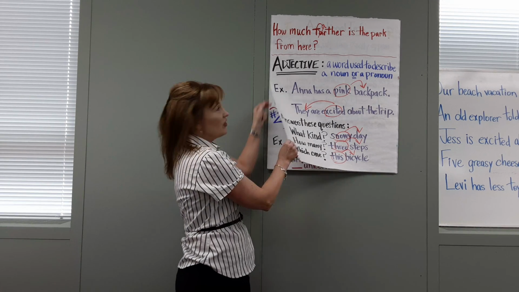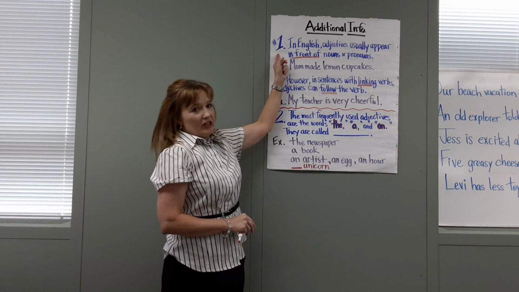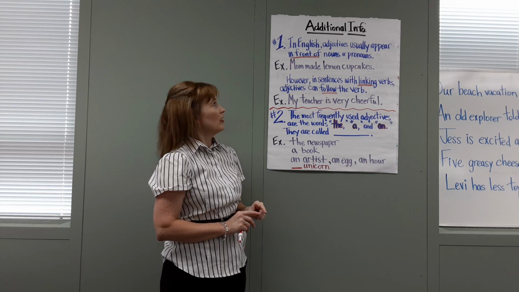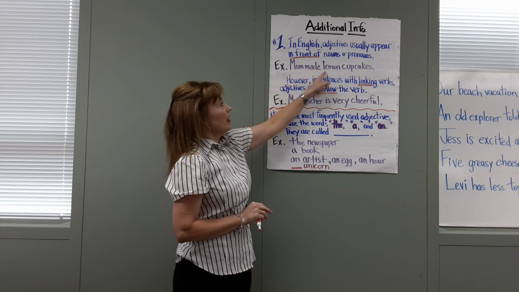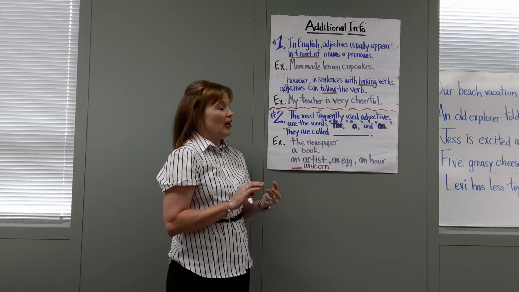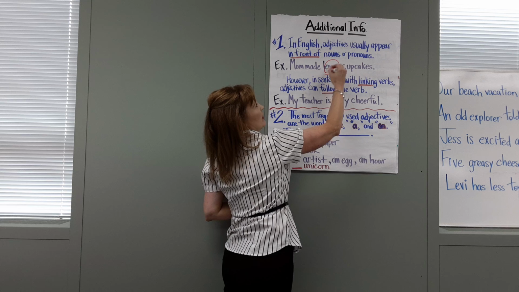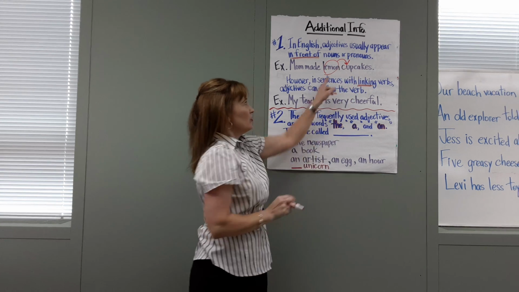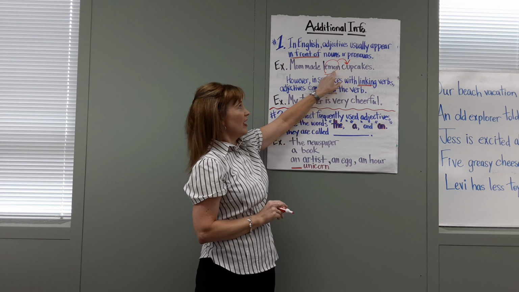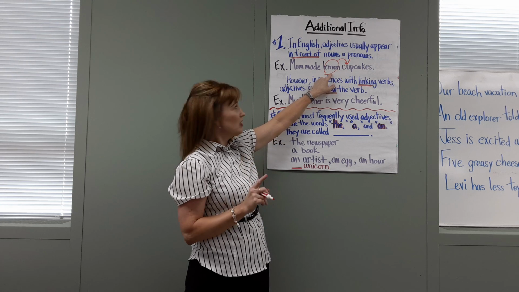So there are 5 things I want to point out about adjectives. In English, adjectives usually appear in front of nouns or pronouns, usually. Mom made lemon cupcakes. Again, let's think of our words. Which one? How many? What kind? What kind of cupcakes? They were lemon cupcakes. So as you notice, lemon comes directly in front of cupcakes. Okay, that's the adjective. This is the way it appears most of the time, but there are exceptions.